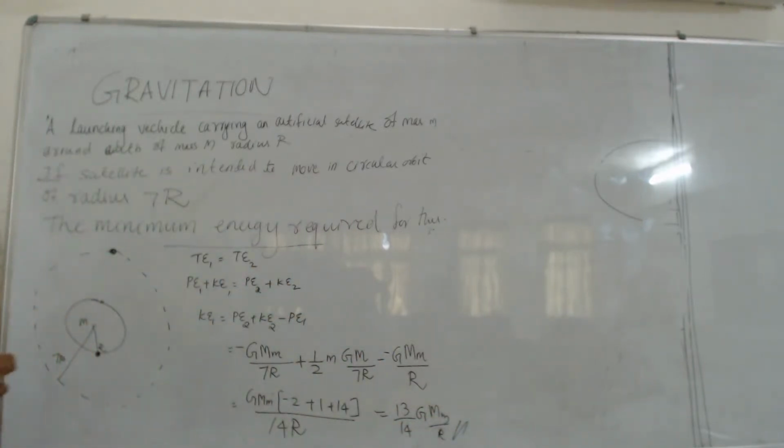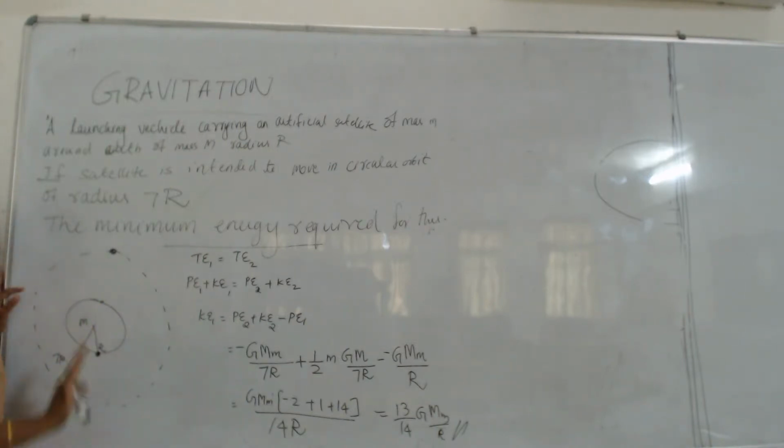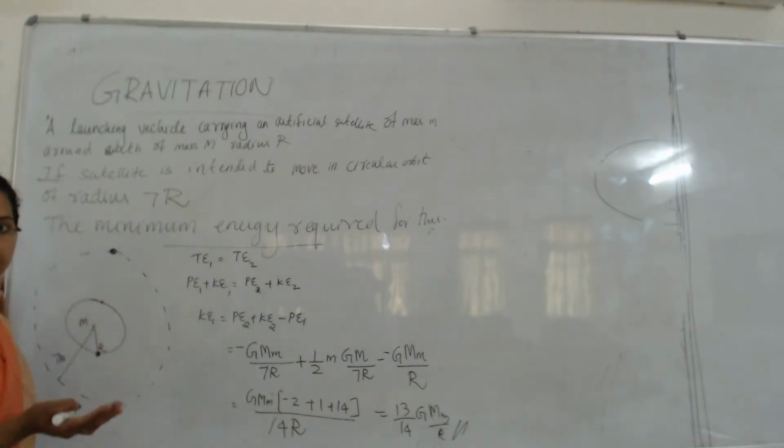Yes, very important question, very important thing. What you should remember is a satellite is intending to move in a circular orbit of radius 7R around the Earth. What is the energy we should impart for the satellite to revolve in that orbit? For that, I have taken two concepts here. At the surface, we have the potential energy. Even we have to provide some kinetic energy to move out. That is the energy we should supply.